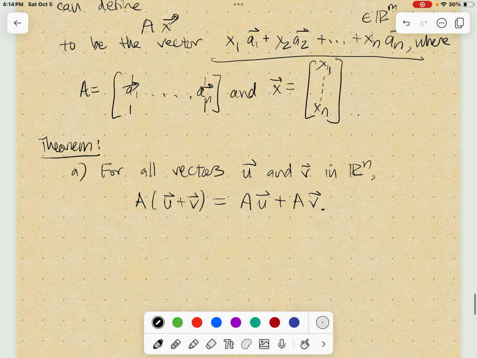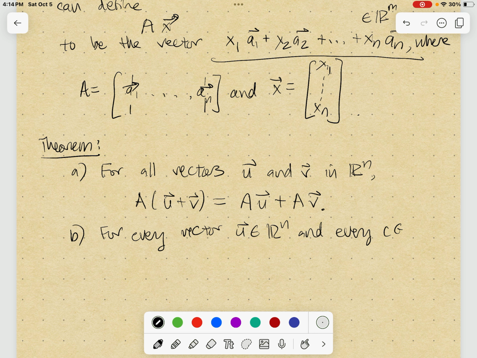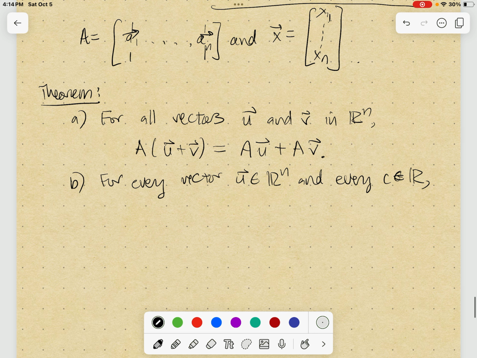So this vector in Rm, it turns out is the same as what you get if you do A times u and then add A times v. And then the second property is that for every vector u in Rn and every real number c, A times cu equals c times Au.